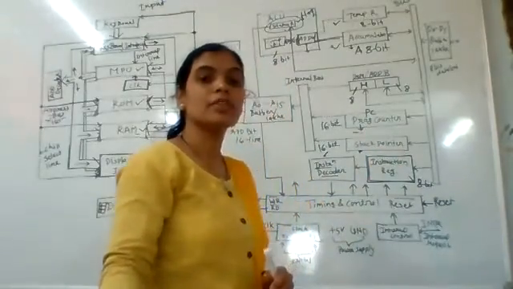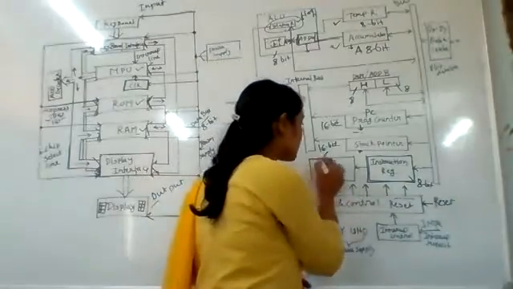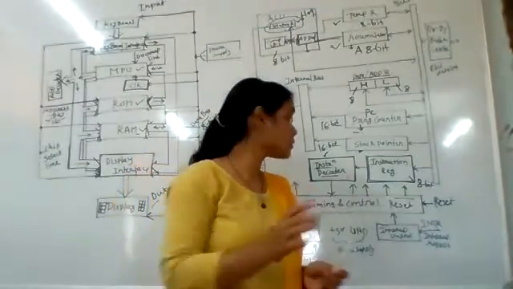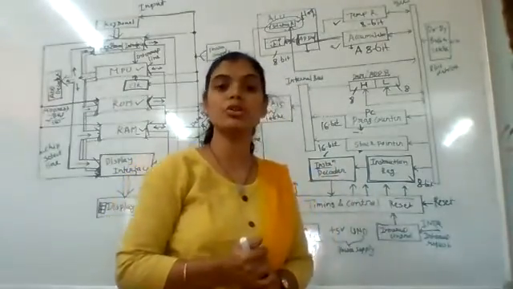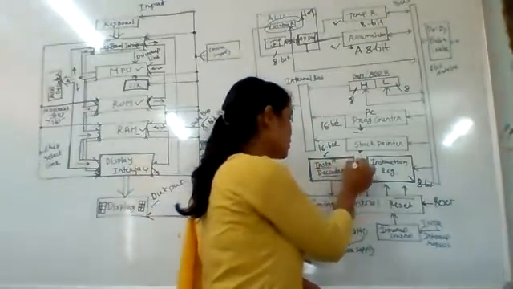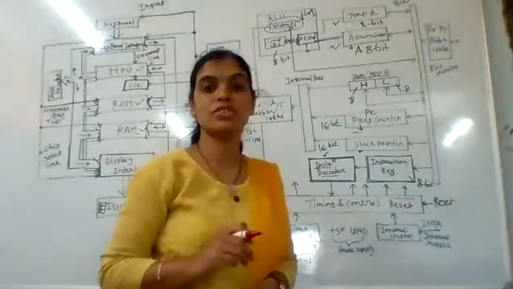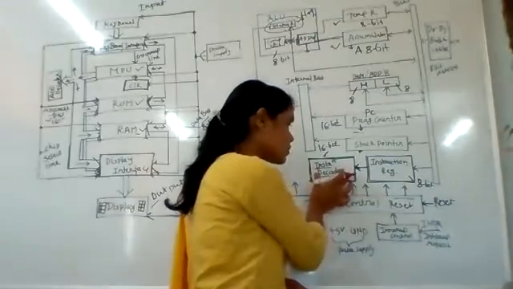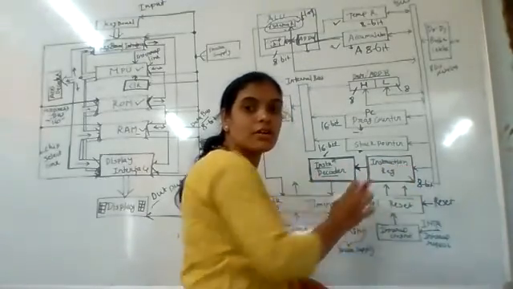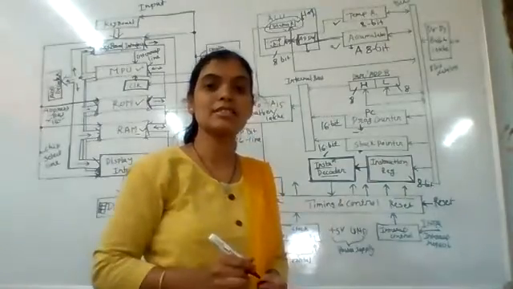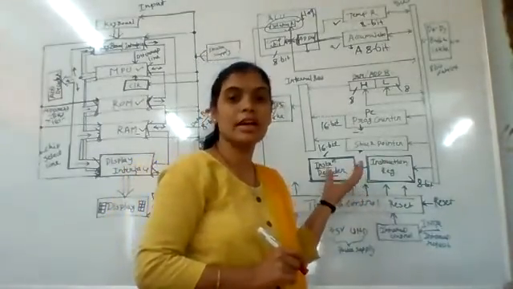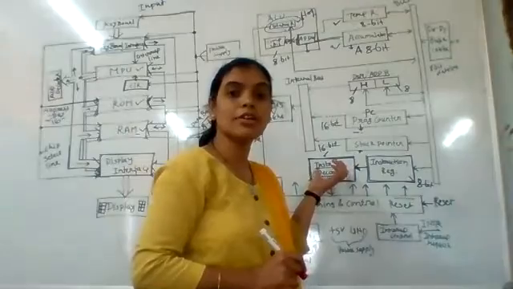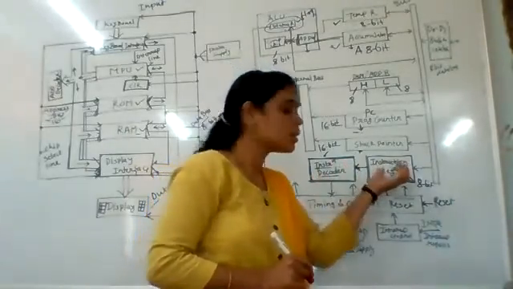Now next we see the instruction decoder. This unit is used to decode, or interpret, the instruction stored in the instruction register. It determines the exact steps to be followed in executing the entire instruction.